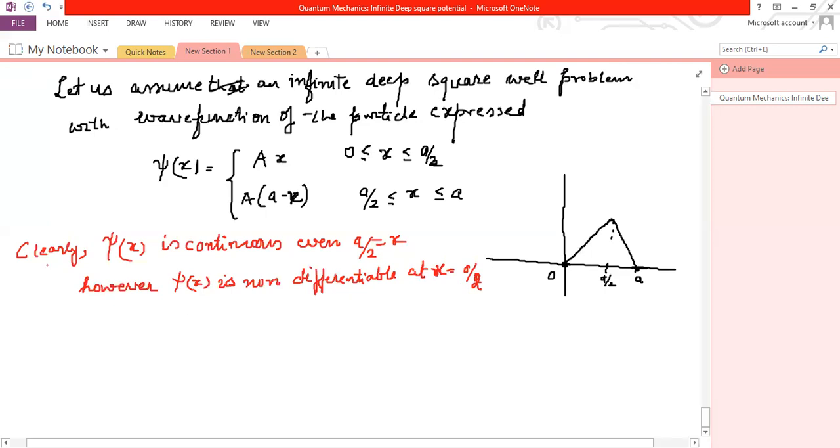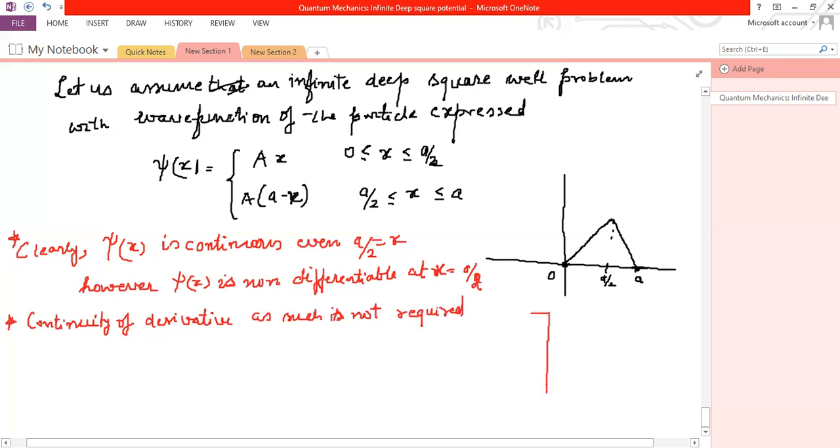And we have also seen this particular fact that continuity of the derivative as such is not required. In fact, we have seen in our first lecture itself that even in the infinitely deep square well, the derivatives were discontinuous.